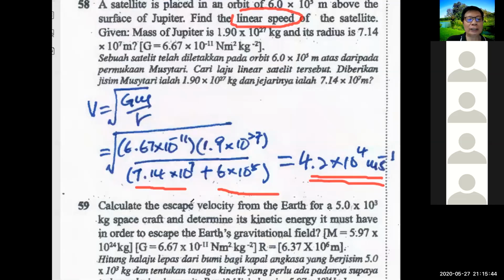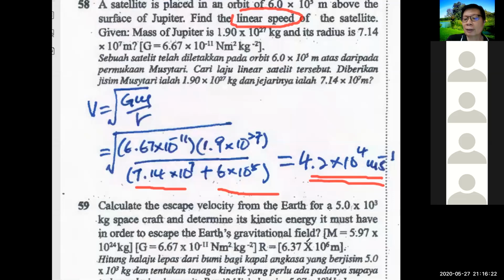Calculate the escape velocity. Escape velocity, another formula now. From the Earth for a 5 times 10 to the power 3 kilogram, this is the mass. After that, determine the kinetic energy. So two things need to be calculated here. One is to find the escape velocity. After that, find the kinetic energy. So they are related. The other values given are the mass, the G constant value, and the radius.